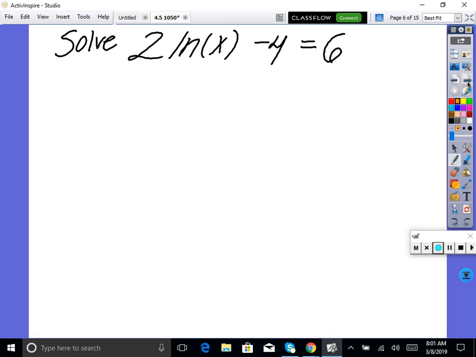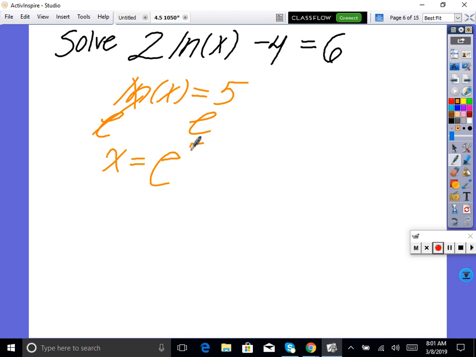So 2 ln of x minus 4 equals 6. First step. Add 4, then we would. So ln of x equals 5, because you added 4 and got 10, divided by 2 is 5. Now undo ln. So ln and e undo each other, so x is equal to base e to the 5th power, and decimal is what? 148.4.